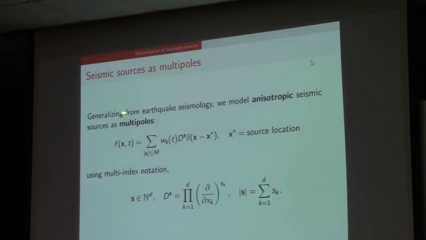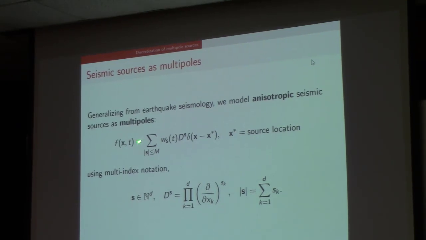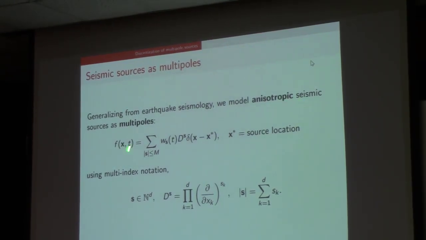So what we ended up doing is, rather than just using a delta function, we're going to use derivatives of the delta function to account for anisotropy. Here I'm using multi-index notation, so you can think of this as just partial derivatives of the delta function, and if you sum up all of the indices of the vector s, that gives you the order of the derivative you're taking. Again, we're still modeling the anisotropic seismic source as a point source in space, but now we can demonstrate some anisotropy if we include derivatives of the delta function.